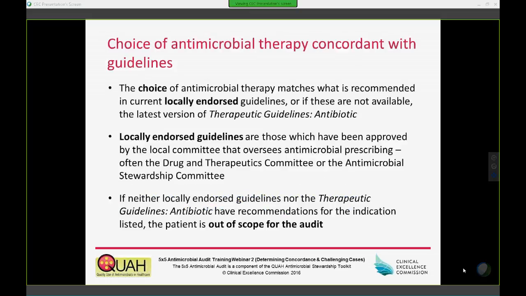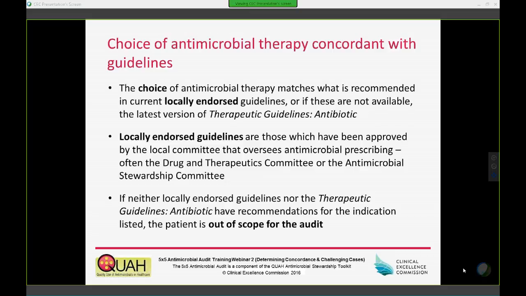So question 3 asks you to determine whether the choice of antimicrobial therapy is concordant with guidelines. And what that means is the choice of antimicrobial therapy, the actual medicines or antibiotics selected, matches what's recommended in current locally endorsed guidelines, or if these are not available, in the latest version of Therapeutic Guidelines: Antibiotic.